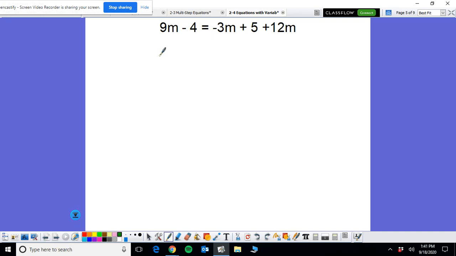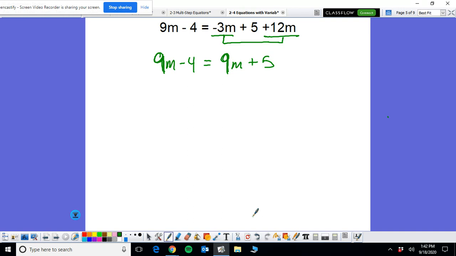9m minus 4, I'm going to rewrite because I won't be touching that right here, because I have to combine like terms over here, and I will get 9m. So negative 3m plus 12m, that makes 9m. Now I've got this plus 5. And I want you to look at this. Is this the identity property? We've got 9m minus 4, and we've got 9m plus 5. The answer is no, it's not the identity property.